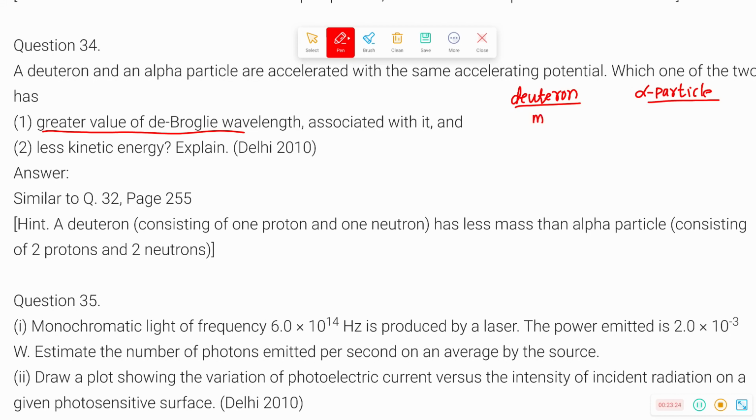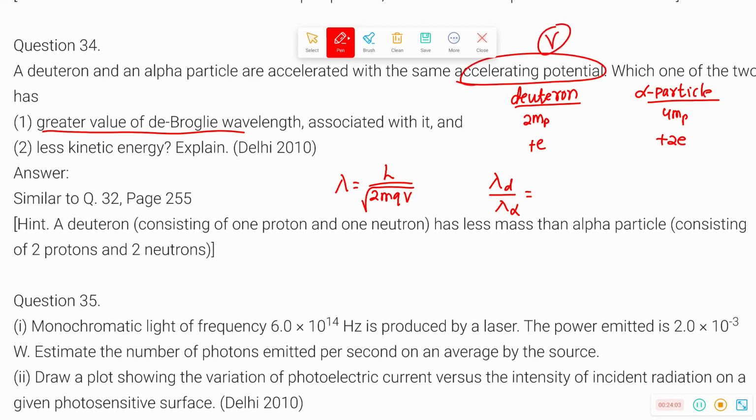The mass of deuteron is 2 mp and here 4 mp. Now here charge is e, here charge is 2e. Deuteron, alpha particle. Next listen: which one has greater de Broglie wavelength? Same way, so go for lambda deuteron by lambda alpha. What will we get? Now you already know lambda equals h by root 2mqV. Directly you can use this formula. Same accelerating potential, that is the reason we are taking this formula. So V will cancel.